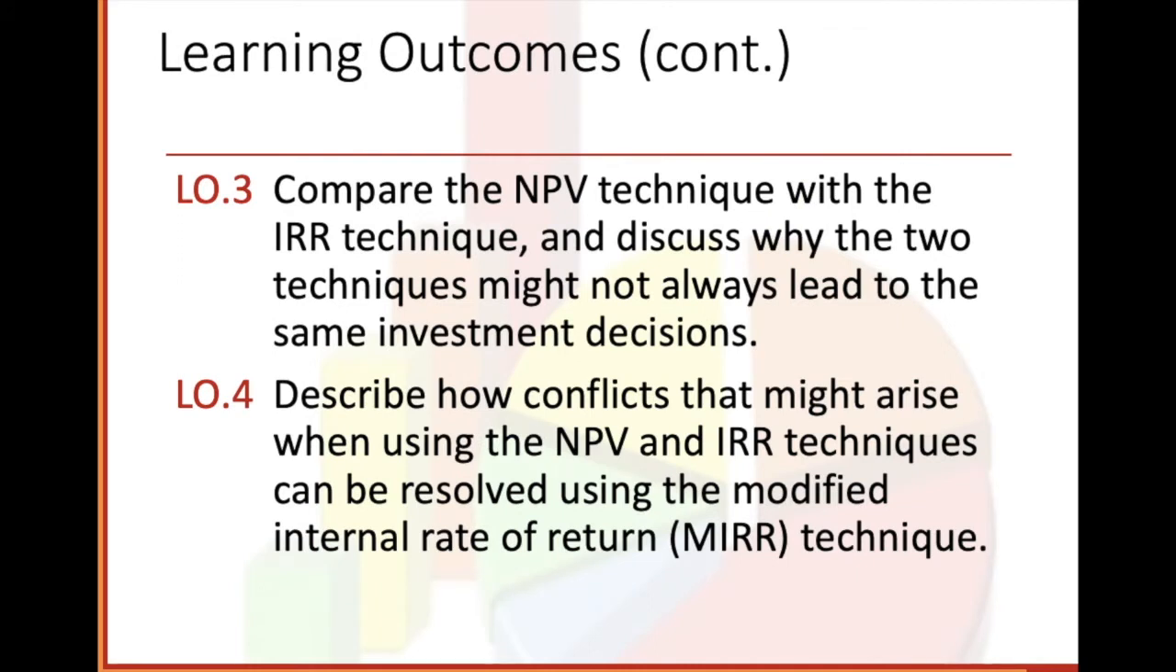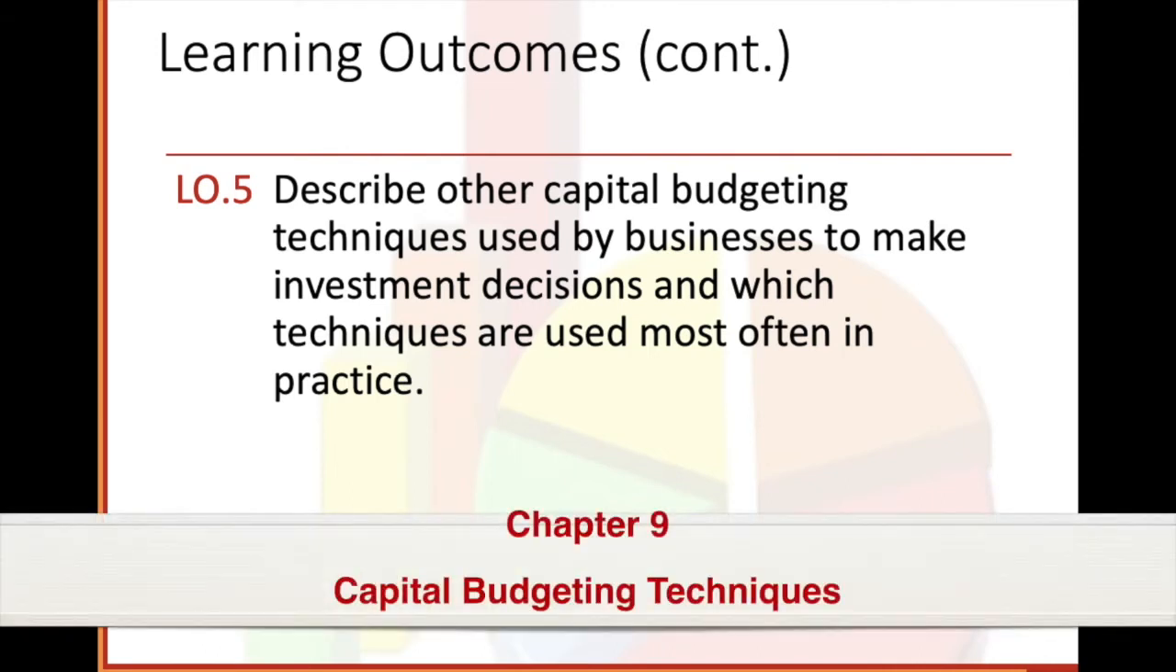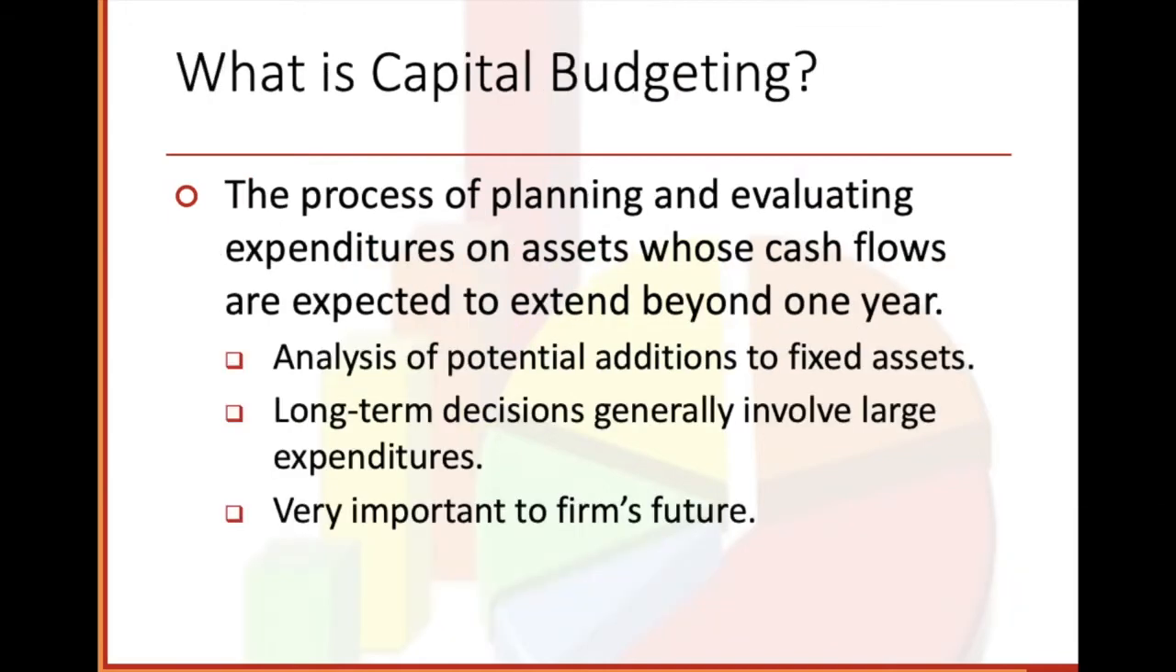3. Compare the net present value technique with the IRR technique and discuss why the two techniques might not always lead to the same investment decisions. 4. Describe how conflicts that might arise when using the NPV and IRR techniques can be resolved using the modified internal rate of return (MIRR) technique. And 5. Describe other capital budgeting techniques used by businesses to make investment decisions and which techniques are used most often in practice. So, what is capital budgeting?